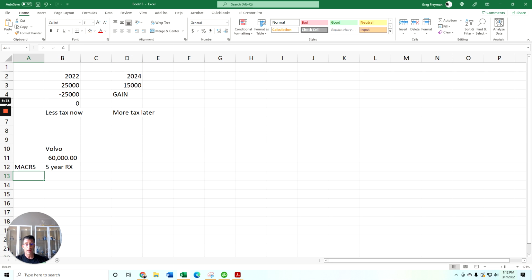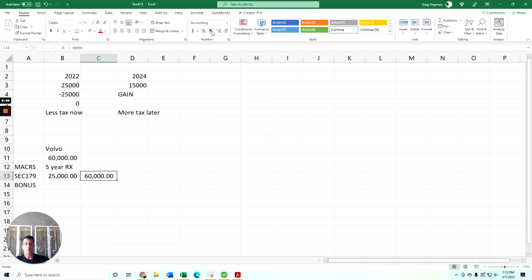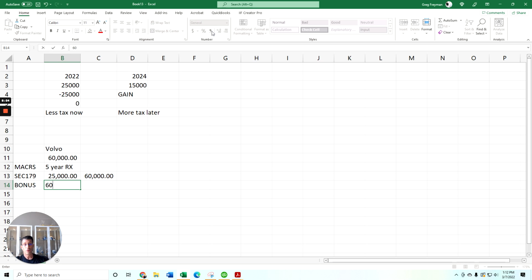Or you can do something like accelerated cost recovery, like Section 179, or bonus depreciation if it's within the right year. You can literally say, I want to Section 179 $25,000, or I want to Section 179 the whole thing, as long as you're eligible and within the parameters. Bonus is all or nothing, so the whole 60,000 would have to be there. You don't get to elect bits and pieces.